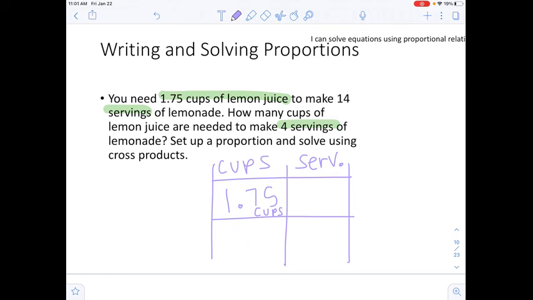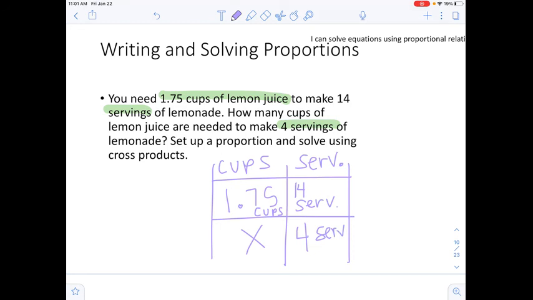See, this is why it's good to do columns like this to double check. 14 servings. Also important to add labels, and that's why. So I just caught myself. I was in the cups column and I put servings as my label. So I knew something wasn't right there. So then it says how many cups, so that's going to be our X, are needed to make 4 servings. So I'm going to put 4 servings in the servings column.